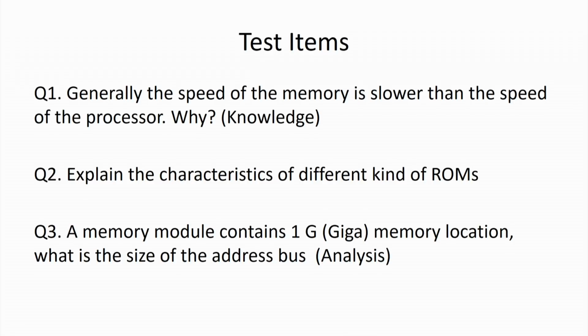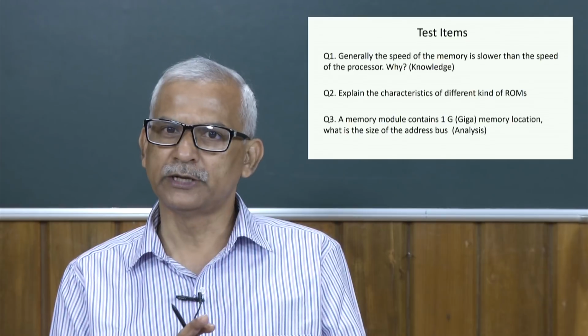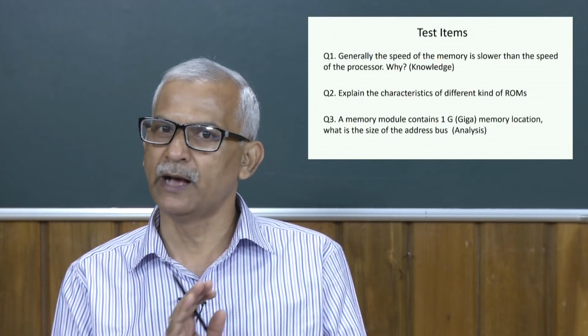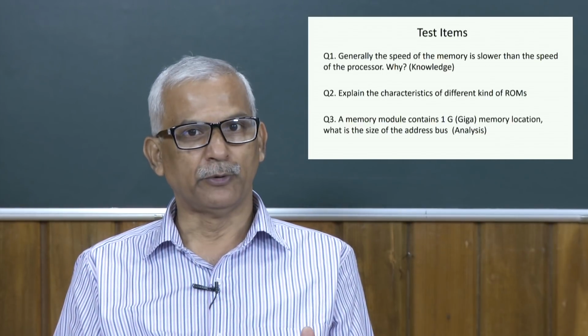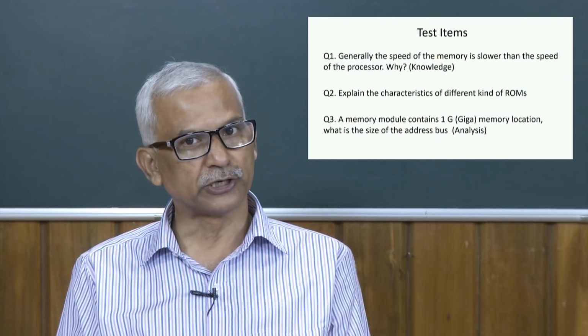Question number 3, a memory module contains 1 giga memory location. What is the size of the address bus? It is at the analysis level. I am talking about a memory module containing 1 giga memory location. That means we should have a provision to address 1 giga memory location. Here we are not talking about the capacity of the memory module. We are not saying that it is 1 gigabyte, we are talking about 1 giga memory location.